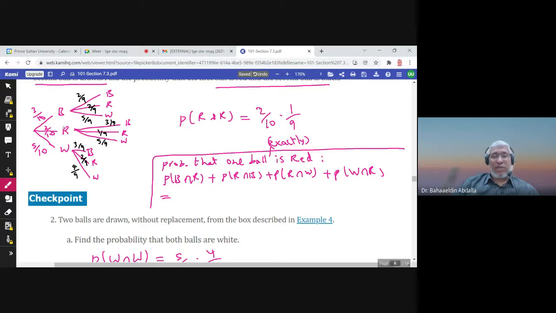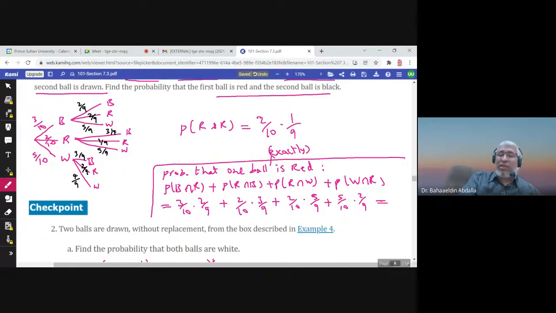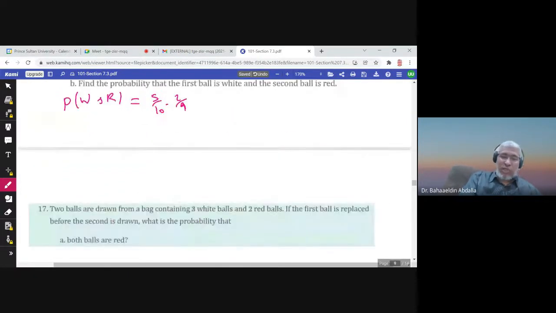So B intersection R is 3 over 10 times 2 over 9. R intersection B is 2 over 10 times 3 over 9. R intersection W is 2 over 10 times 5 over 9. W intersection R is 5 over 10 times 2 over 9. And I add all of these, and this would be the probability that one ball is red. So having the probability tree, you can answer more and more questions.